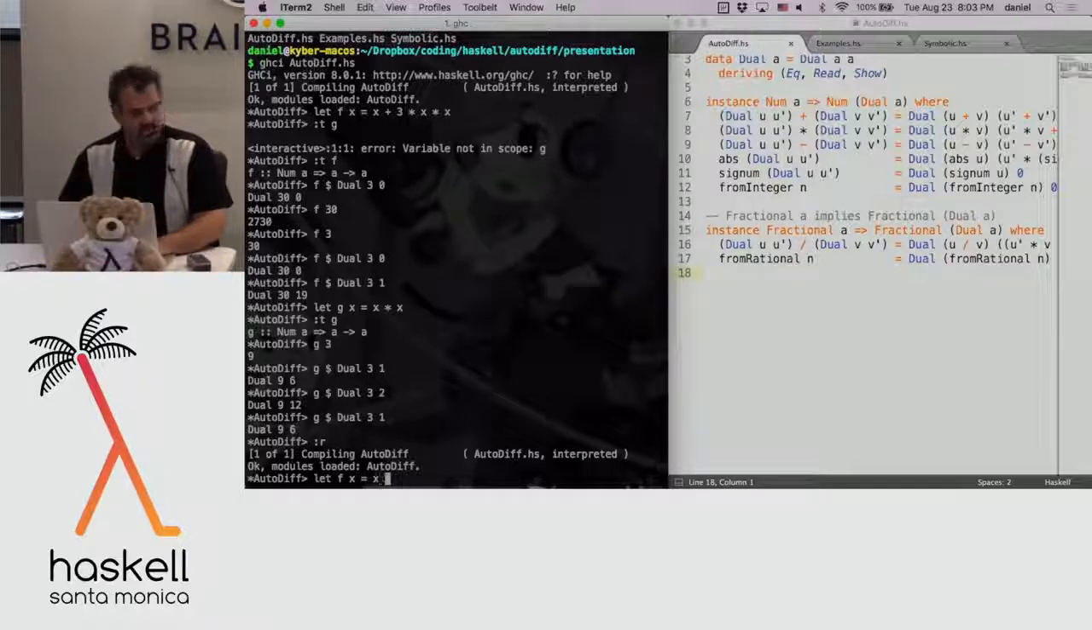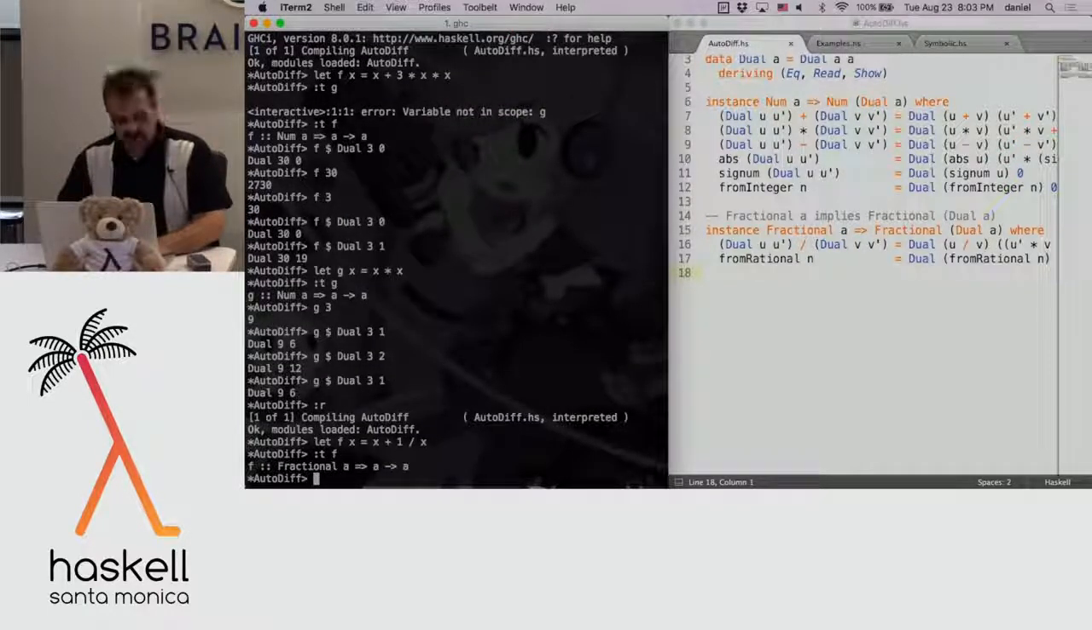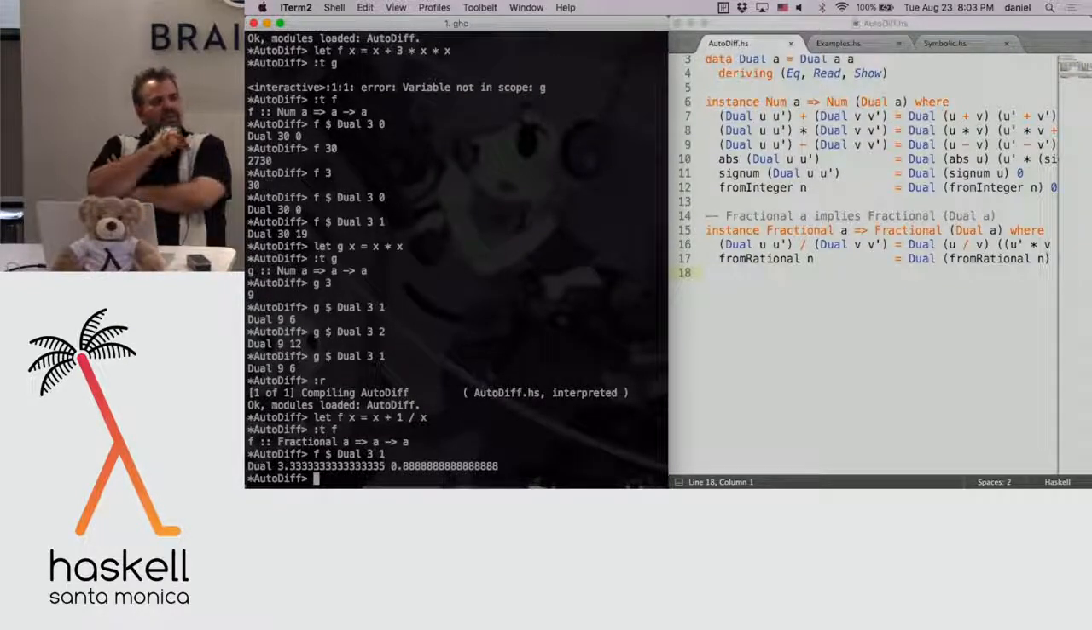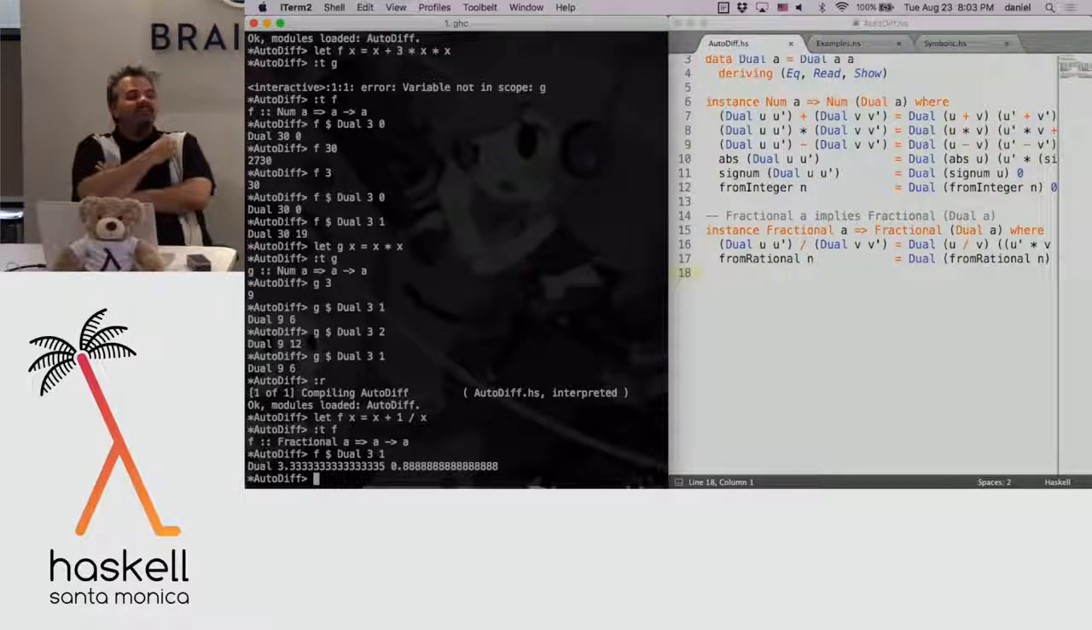Let's say x plus 1 over x. The type of f is fractional, and we can just apply f to a dual number. The claim here is that the value of the function at x equals 3 is 3 point whatever, and that the slope at that point is 0.8888. Is it? Yeah, it is. We can verify it, but it is.